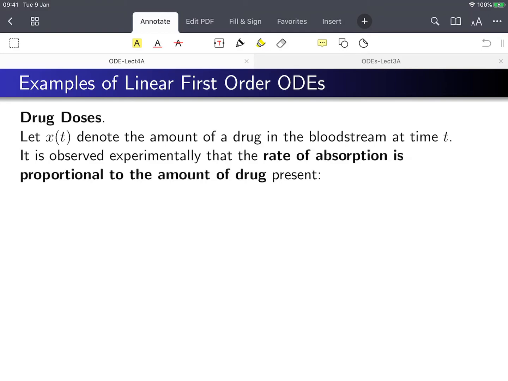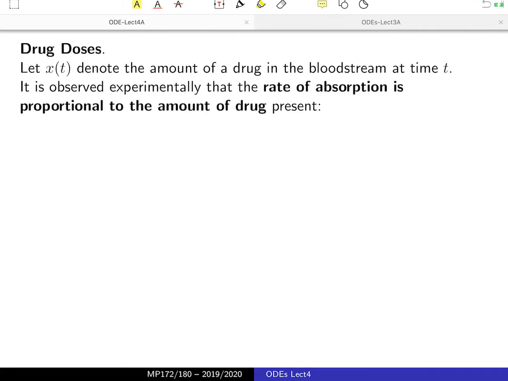The first example today is about drug doses. So let's read this together. Let x of t denote the amount of a drug in the bloodstream at time t. It is observed experimentally that the rate of absorption, so the rate of absorption, that's going to be the change of x of t.